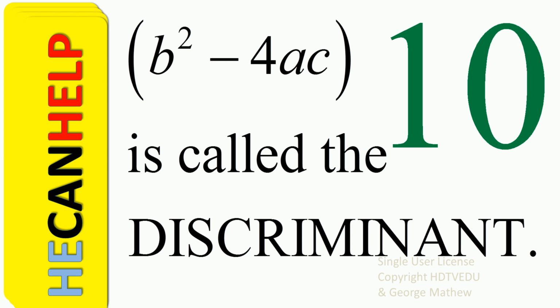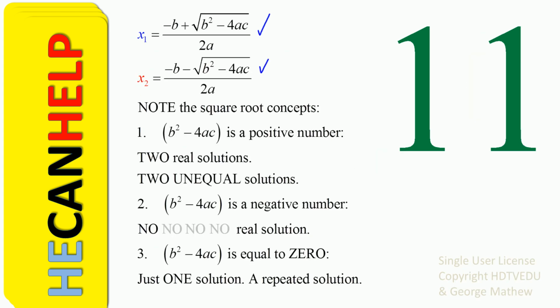b squared minus 4ac is called the discriminant. Once you have x1 and x2, number one, if b squared minus 4ac is a positive number, in that case, what do we have? We get two real solutions, and they are unequal. What happens if b squared minus 4ac is a negative number? We have no real solution. What happens if b squared minus 4ac is equal to 0? Just one solution. We call that the repeated solution.